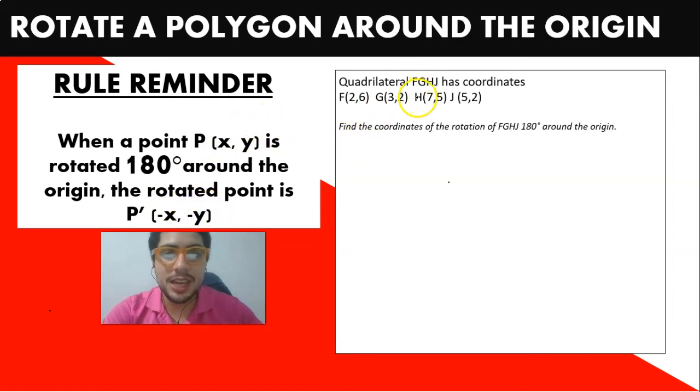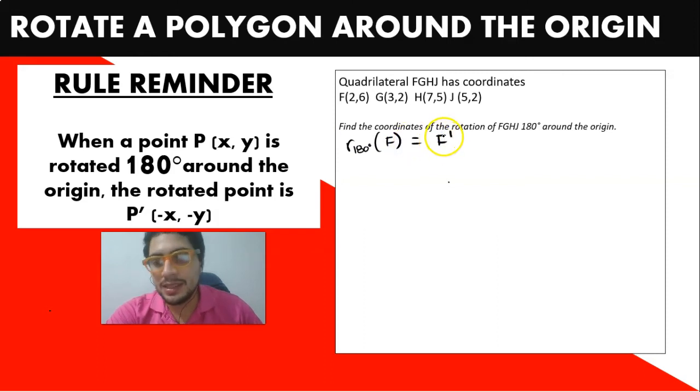So let's take a look at today's problem. So it says that quadrilateral FGHJ has coordinates F, G, H, and J, as we can see here. And we're being asked to find the coordinates of the rotation of that quadrilateral. Okay, so now we're going to find the rotation of 180 degrees, right, of F, which is going to give us F tick mark, which basically means that the point F has been moved from its original position, right? So if it was positive 2, positive 6, now it's going to be negative 2 and negative 6, right? And we're going to do exactly the same thing with every one of those vertices in that polygon.